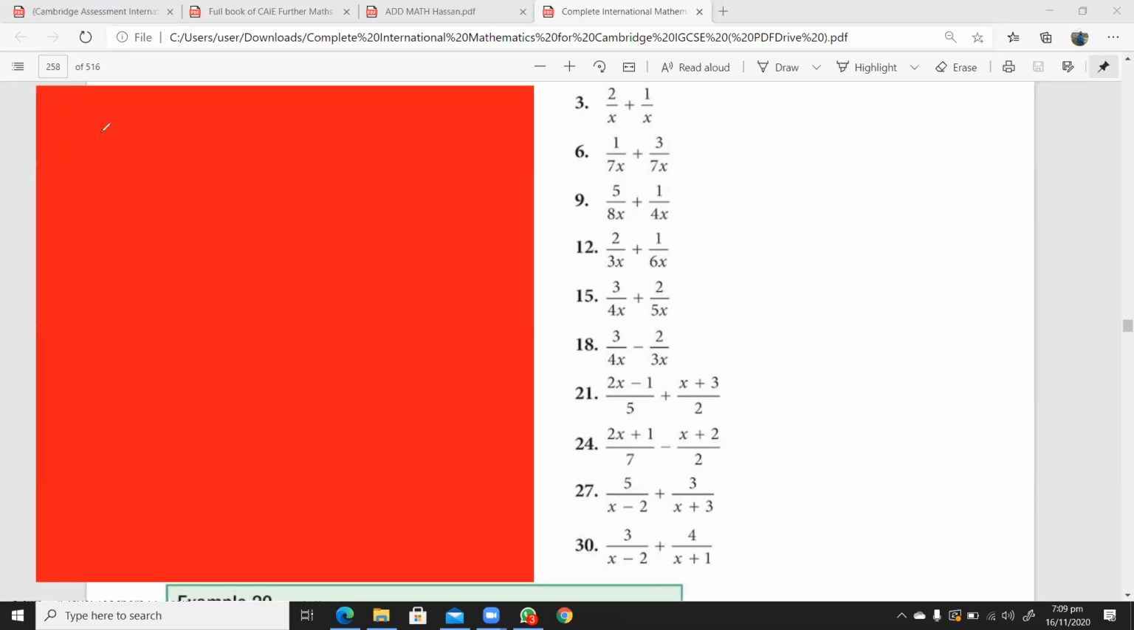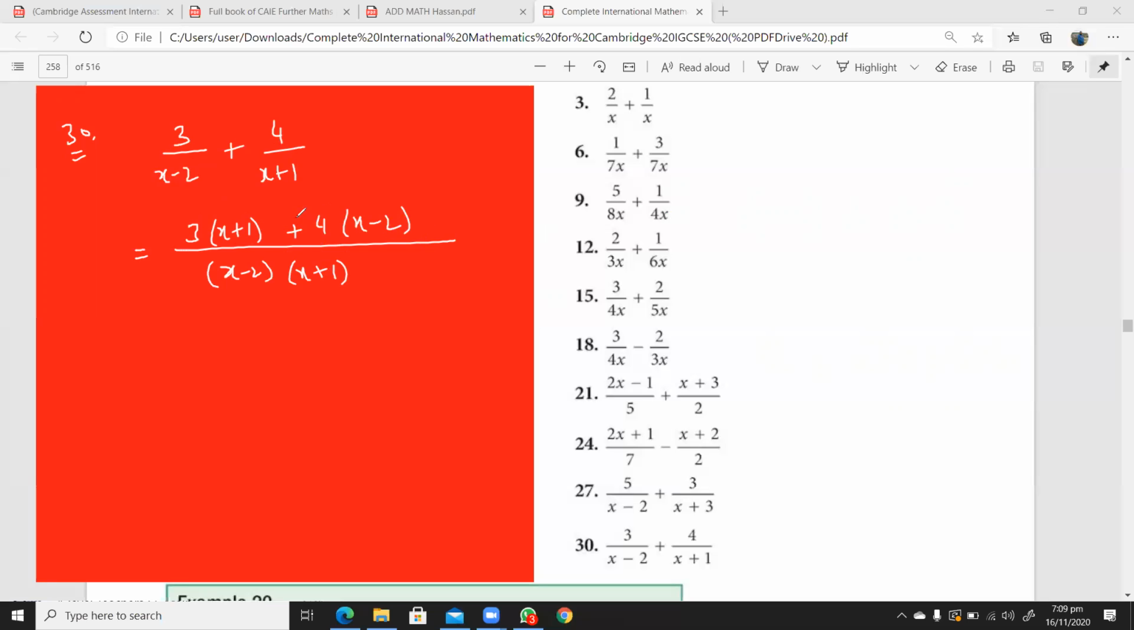Now look at this 30th question. We want to add these two fractions: 3 over x minus 2 plus 4 over x plus 1. These are completely two different expressions. Whenever you have two different expressions, you simply multiply them. The LCM is x minus 2 into x plus 1. So this will be 3 into x plus 1, and this will be 4 into x minus 2.